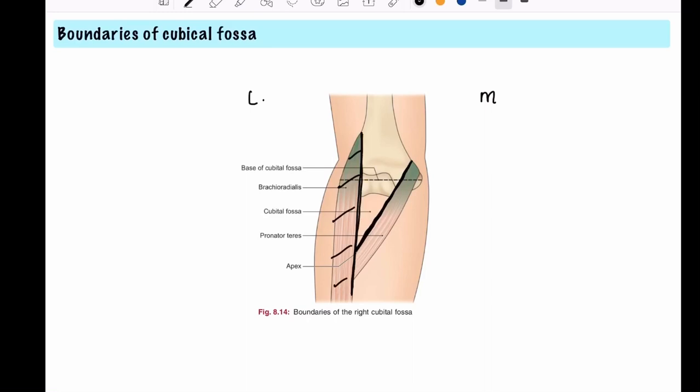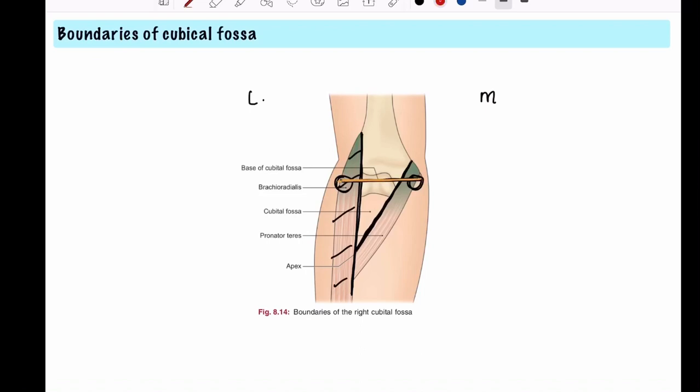Now, the base is directed upwards. This is the base, which is formed by an imaginary line joining the front of the two epicondyles of the humerus. These are the two epicondyles and this imaginary line joins them. So this will form the base.